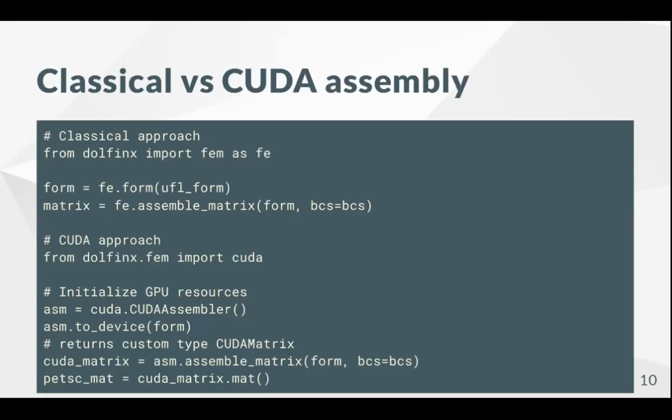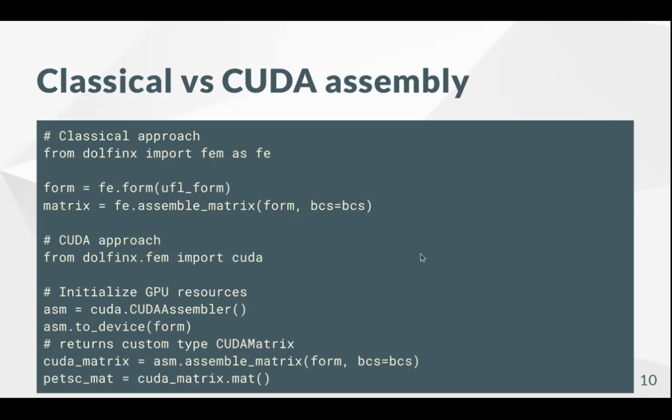So this slide, if you don't remember anything else from my talk, this is the slide to remember. The way assembly works in FEniCSx, assuming you have boundary conditions and a UFL form, you just make your form and then you call assemble matrix. It's really simple, really nice, and that's why I personally love FEniCSx. I love things that are easy.